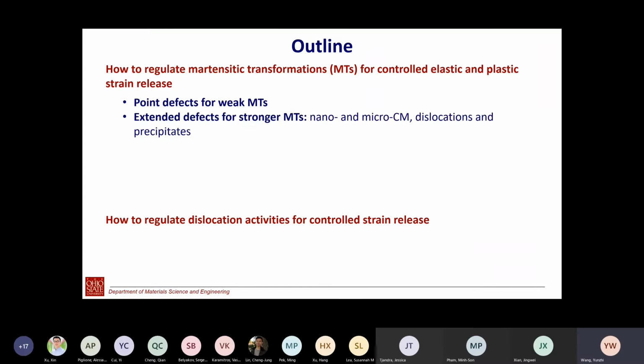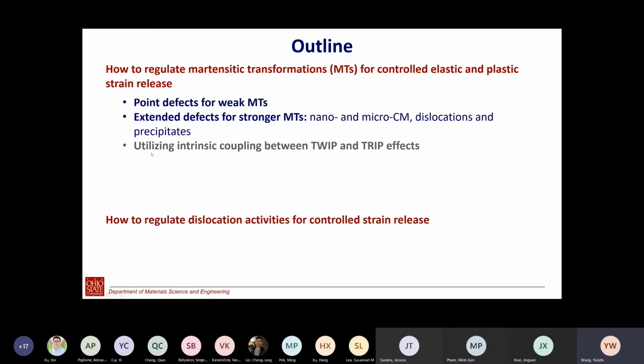Then I'm going to show you how we're going to try to regulate stronger martensitic transformations if they have a transformation strain over 5% and can reach 10%. Then I'm going to show you how we're going to try to design nano or micron scale concentration modulations. Of course, we can always use dislocations and precipitates and then try to control the martensitic transformation. I don't think I have time today, but this is also a very, very interesting topic.